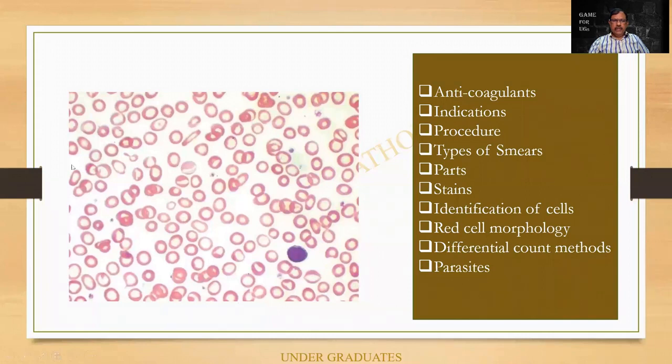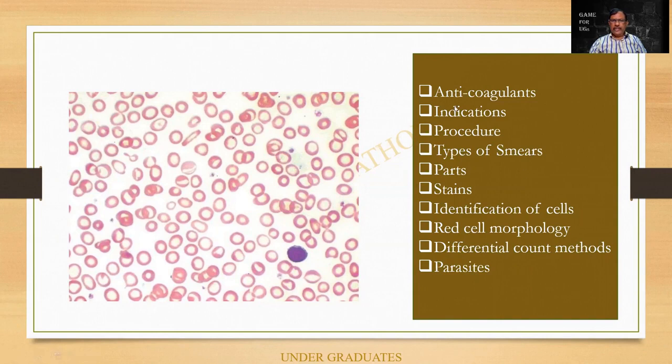So I will not go into the contents of this one, but then what are we going to cover in today's class? It starts with anticoagulants, indications, procedure, types of smears, parts of the smear, stains, identification of the cells, morphology, differential count, and parasites.